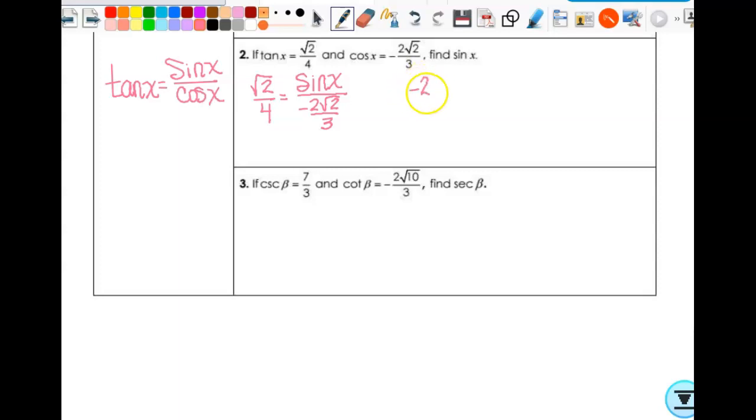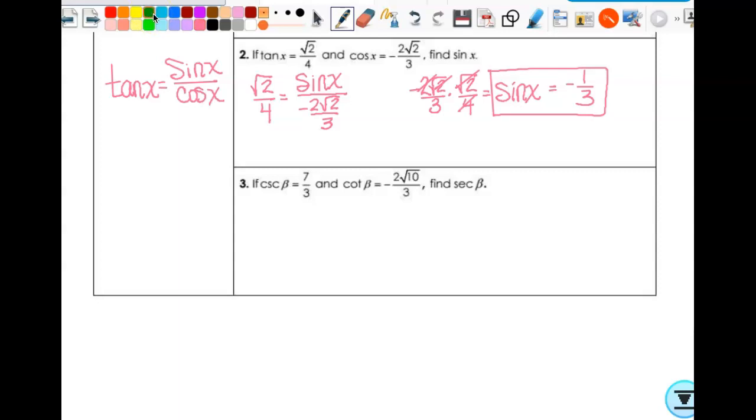So I'm going to get negative 2 square roots of 2 over 3 times the square root of 2 over 4. And that's equal to the sine of x. Okay, so what's the square root of 2 times the square root of 2? 2 times 2 would give me 4. So all that in the numerator is going to become 4, so I can cancel all that out with that 4. That means that the sine of x is just equal to negative 1/3. Fractions. You got to understand how fractions work. You got to understand how square roots work. All super old business.